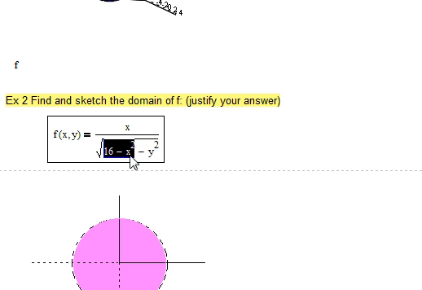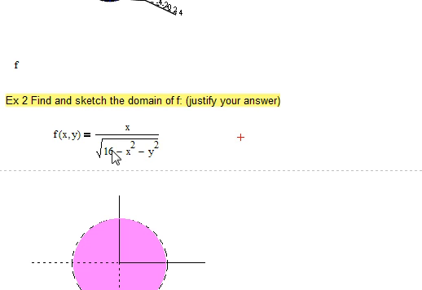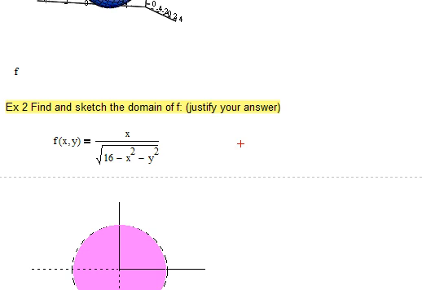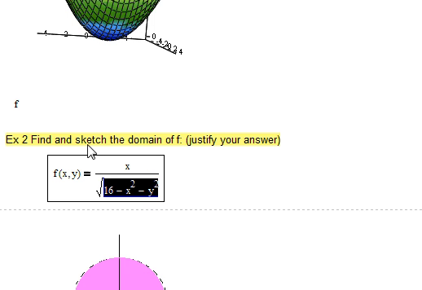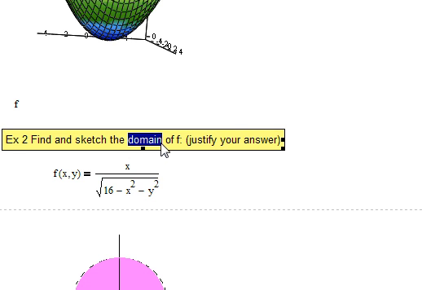So we have a denominator that can't be 0 and a radical that can't be negative, right? As a matter of fact, the expression under the radical can't be 0 either. So here's our issue: x squared plus y squared has to exceed 16. x squared plus y squared equals 4 squared would be the equation of a circle of radius 4, but it can't be on the boundary, right? The domain can't be on the boundary.